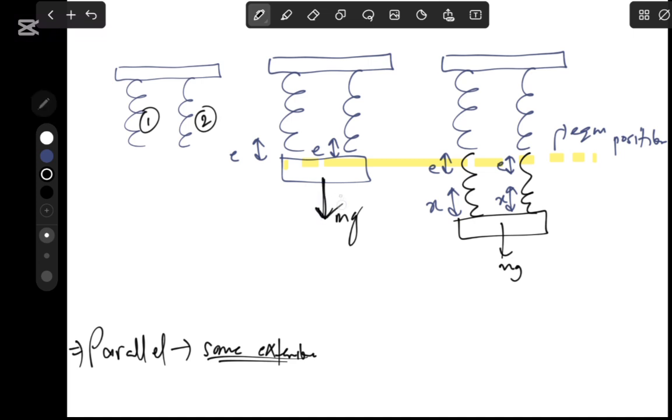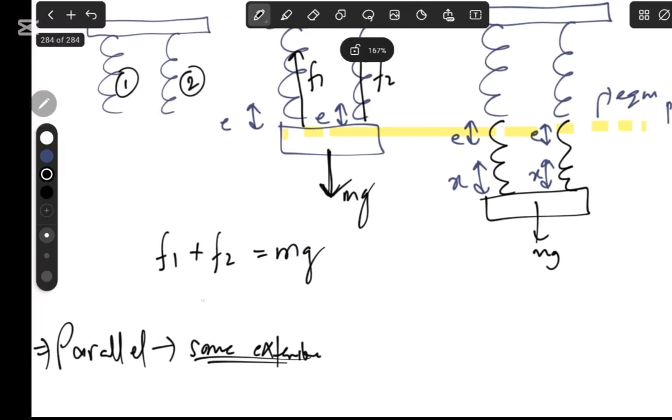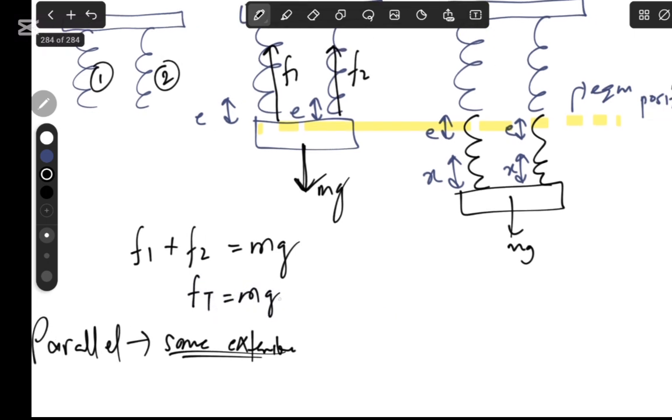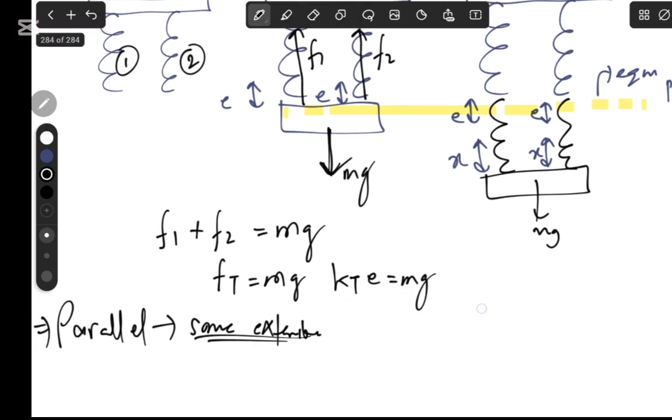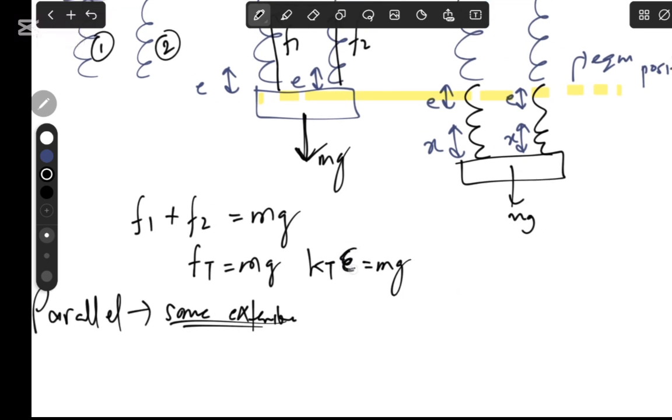Now, if you see, the weight is balanced by two forces, F1, F2. So I can say F1 plus F2 is equal to mg. Now F1 plus F2 is actually just F total, which is equal to mg. And F total is K total times the extension, is equal to mg.